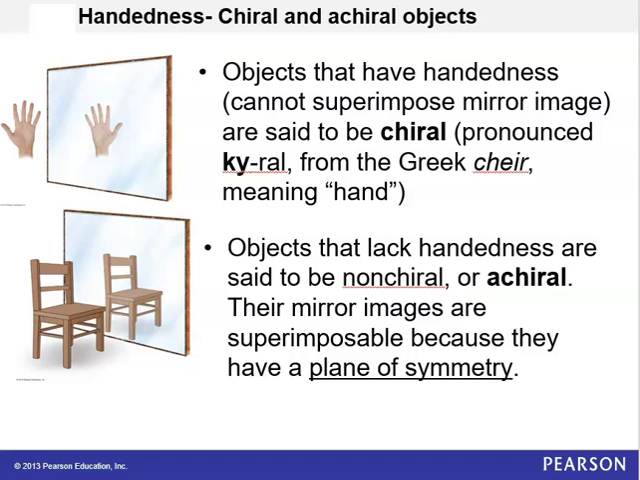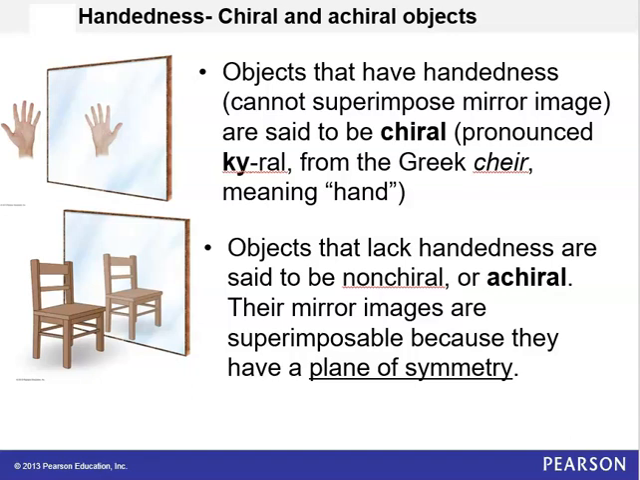objects. So objects that have handedness, or in other words, cannot be superimposed in the mirror image, are said to be chiral. On the other hand, achiral objects, or non-chiral, their mirror images are superimposable.